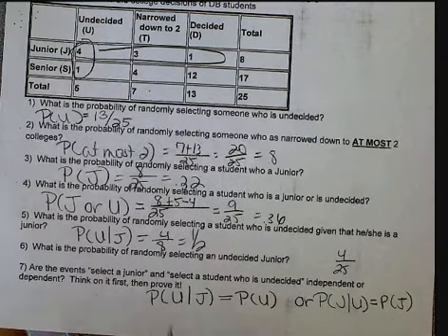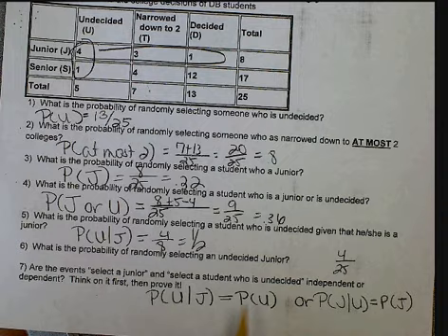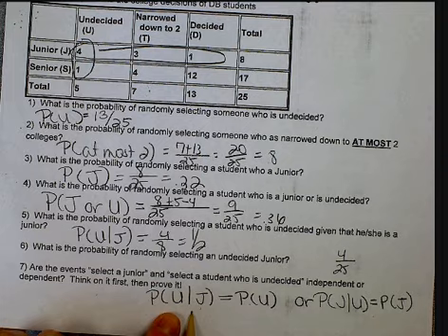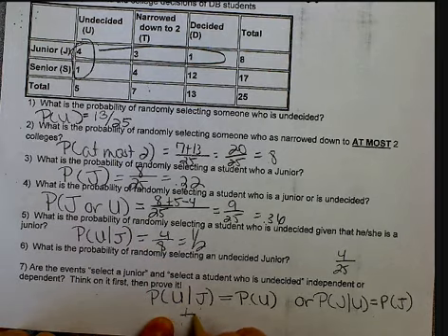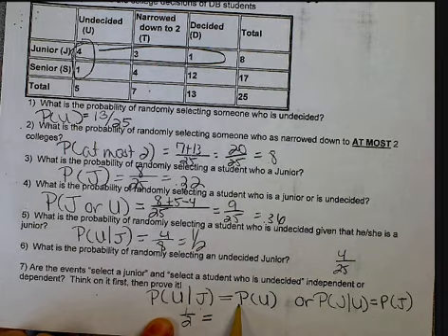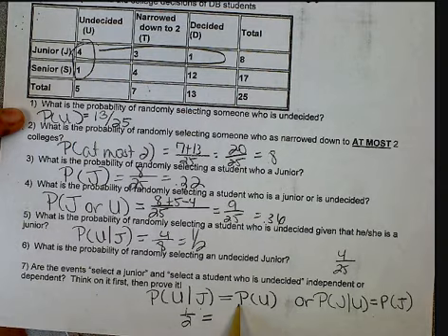You're just seeing if the probability of being undecided given junior is the same as undecided. If the fact that it was a junior didn't influence it, then it's independent. Again, it makes no difference which way you choose to prove this. I'm going to choose this first method because, if you look up above, I've already found the probability of undecided given junior. We found that to be 1/2. I also found the probability of being undecided up in number 1.